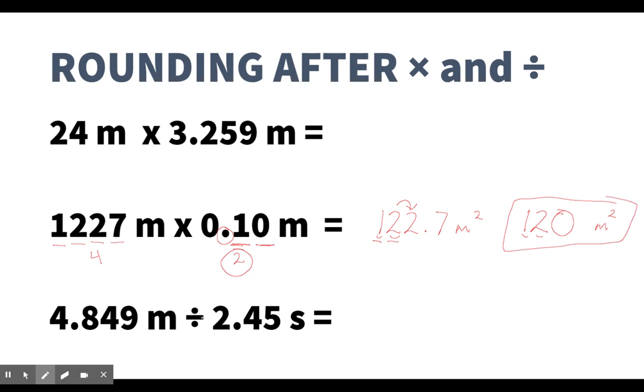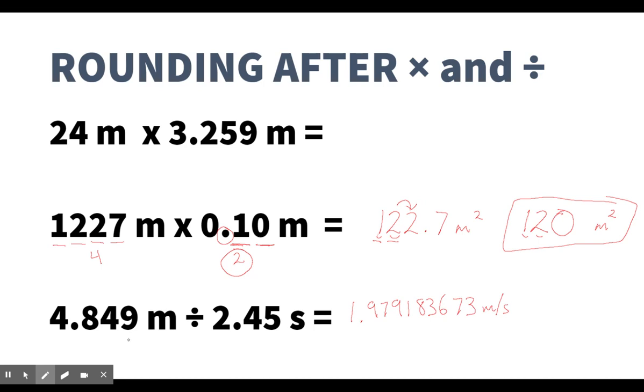Now let's do one more. 4.849 divided by 2.45. And we get 1.979. 1.83673 meters per second. Teacher, how many numbers do I keep in my answer? Right? I don't want to write all that.